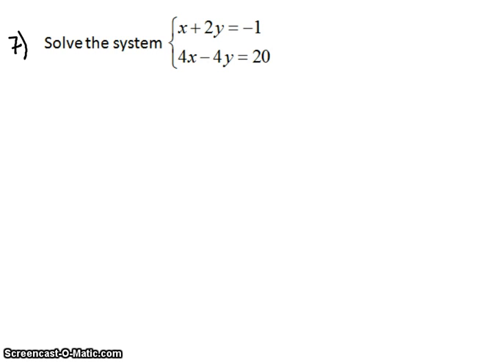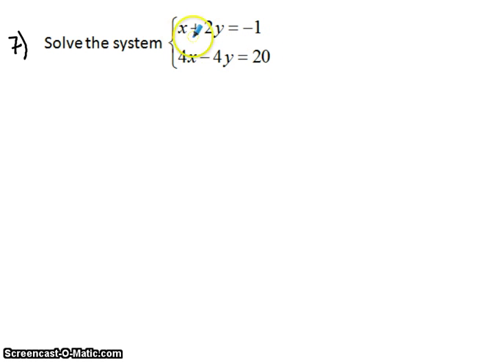In problem 7, we're asked to solve the system. I notice that both the first equation, x plus 2y is equal to -1, and the second equation, 4x minus 4y is equal to 20, are in standard form. So they are set up with the x's over the x's, the y's over the y's, and the constant, or the known quantity, over the known quantity, which is set up for elimination.